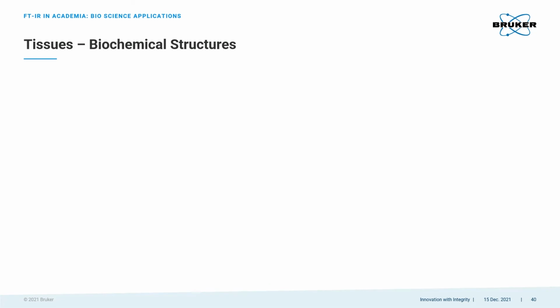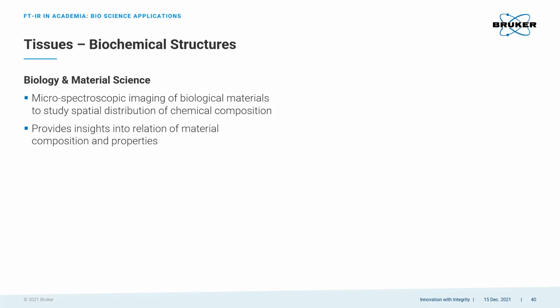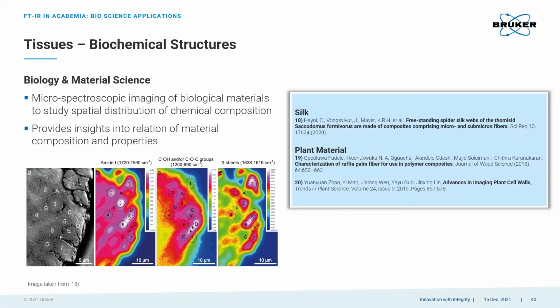Tissues are biological materials with complex structures that are made from biochemical components that are inhomogeneously distributed in that tissue material. By applying IR microspectroscopic imaging on such materials, it is possible for biologists and material scientists to study the spatial distribution of those biochemical components. From the chemical images, it is now possible to relate between the material composition and its properties.